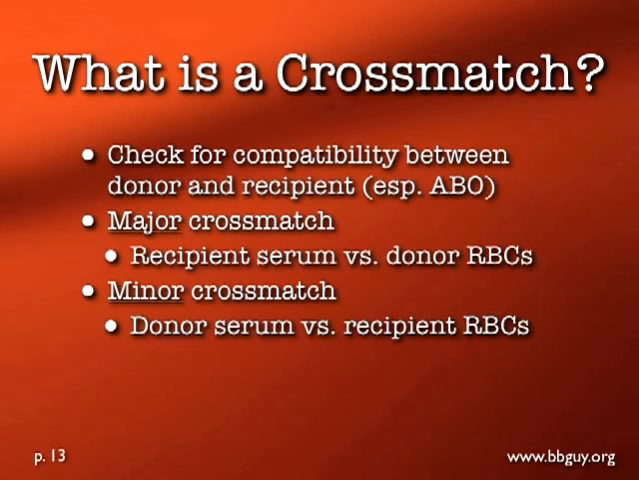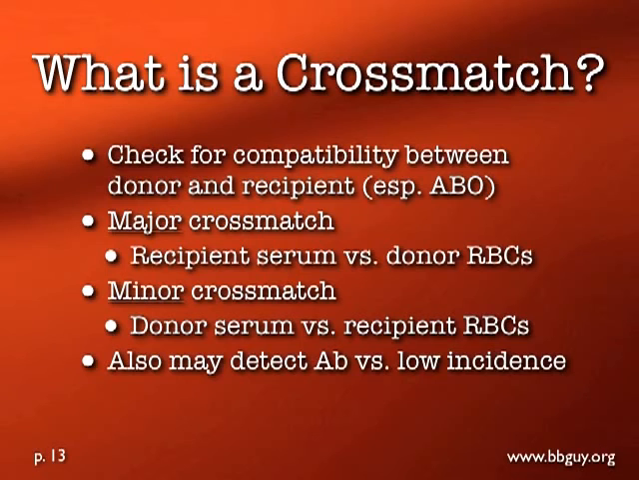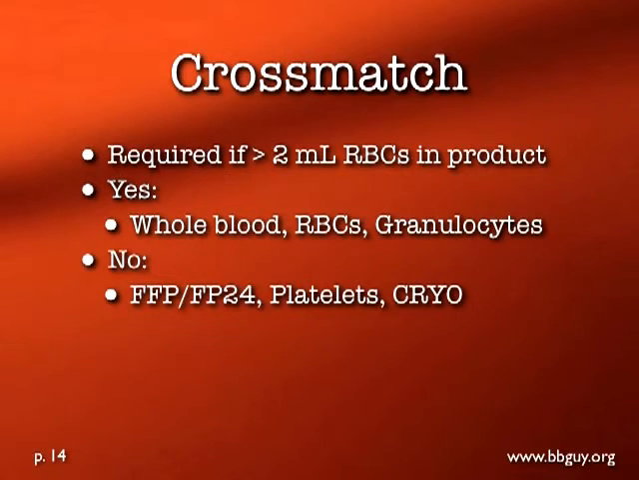The other benefit, aside from ABO, that you can get from doing a crossmatch is you can also detect antibodies versus low incidence antigens that may not have been represented on the antibody screen. You have to do a crossmatch if there's more than 2 mLs of red cells in any product, which means you have to crossmatch whole blood, red cells, and granulocytes. You generally don't have to crossmatch FFP or FP24, platelets, or cryoprecipitate.